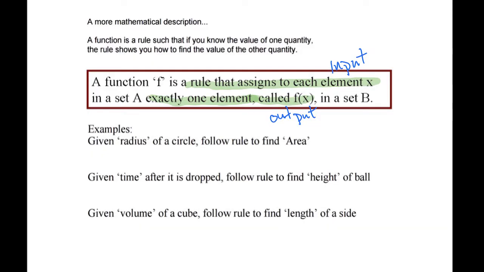So what's a formal definition for function? The formal definition is something like: a function is a rule that assigns to each element that you plug in exactly one element, the output, and it's called f of x. So there's an input and an output. And for every input, there has to be exactly one possible output.